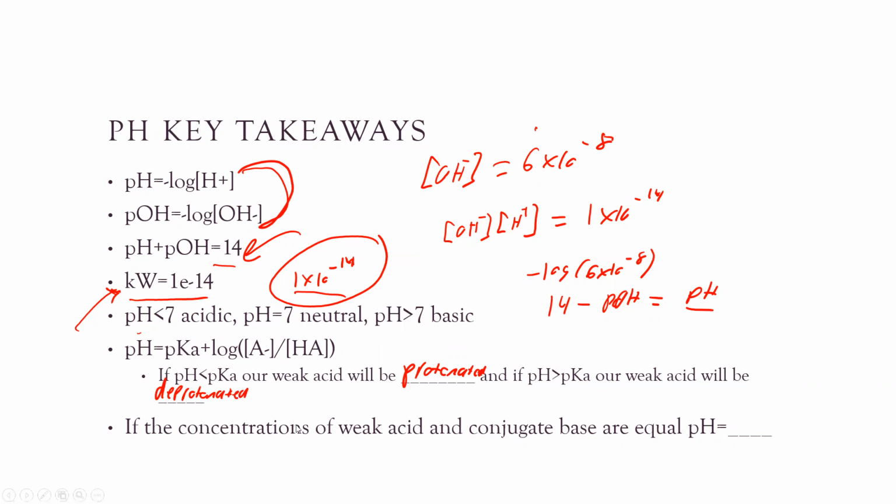Am I getting the chats? If the concentration of weak acid and conjugate base are equal, what is the pH equal to? pKa, yeah. So not 7, right? That might be for water. Anyways, let's draw our titration curve.